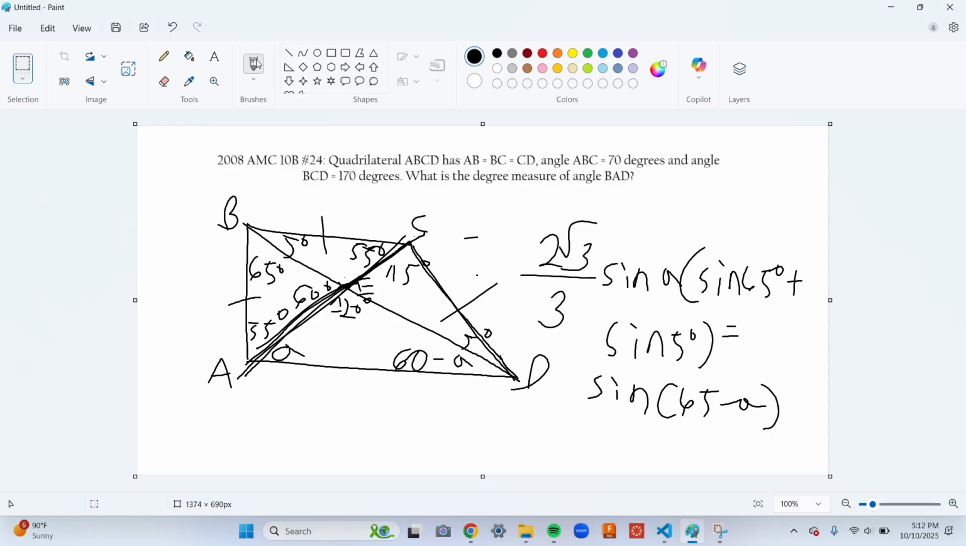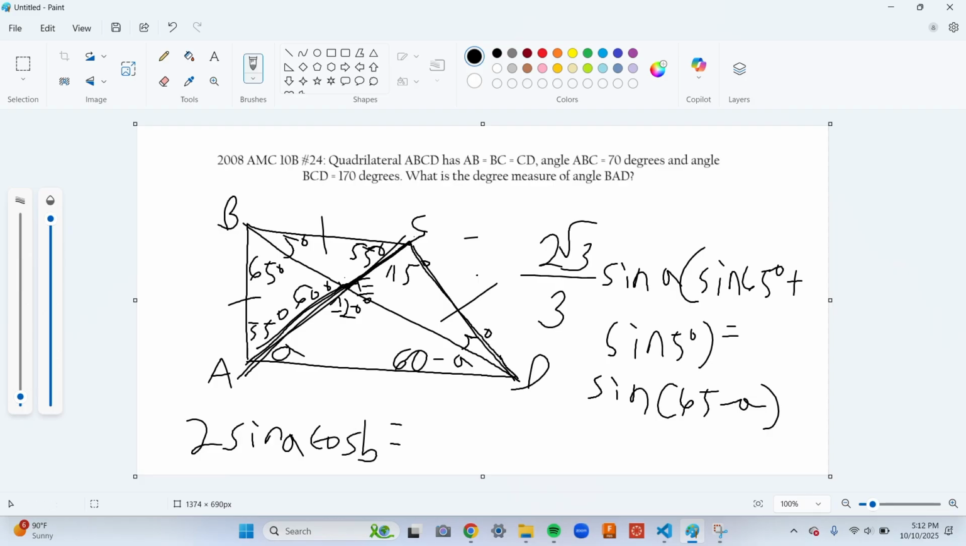So let's first look at the formula 2 sine A cosine B. We know that this is equal to sine of a plus b plus sine of a minus b. So now if we let a equal 35 and b equal 30, then we'll have 30 plus 35 and we'll have 30 minus 35. And I specifically chose 30 because we know the value of sine of 30, right?